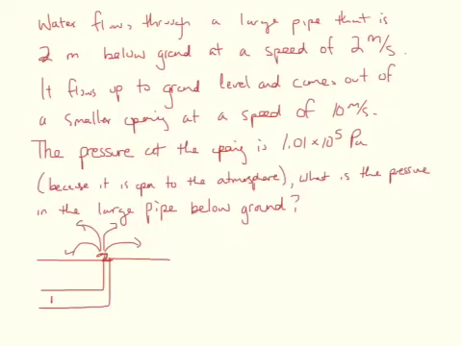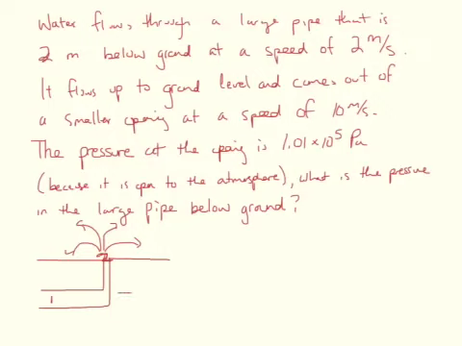Okay, so we have water flowing through a large pipe that's 2 meters below the ground at a speed of 2 meters per second. It flows up through a smaller pipe to ground level and comes out of that opening at a speed of 10 meters per second. Now, where the water comes out of the opening is open to the atmosphere, so the pressure there has to be 1.01 times 10 to the 5th pascals. So we want to know what is the pressure down in the pipe below the ground.